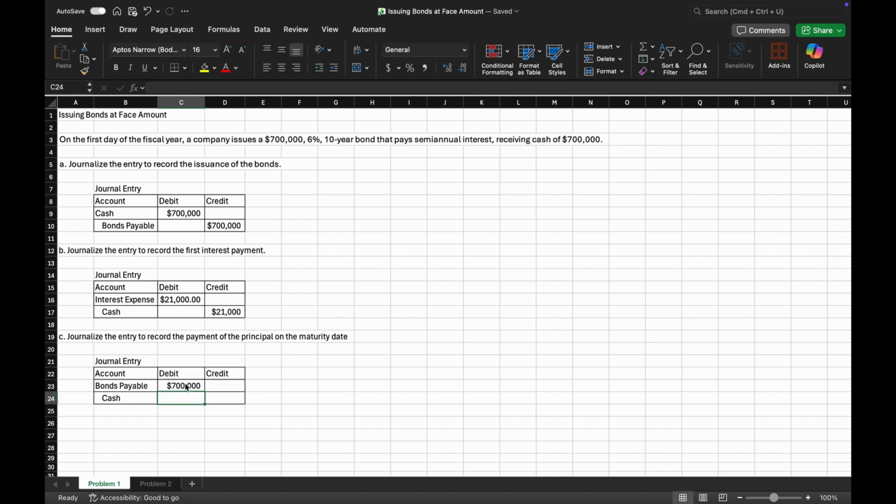And for cash, the company is paying back the principal of the bond with cash to the investor, so we can put $700,000 as the credit to the cash account since it is going down.